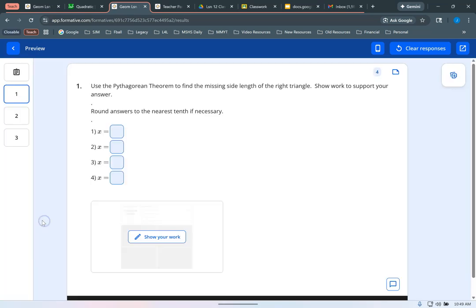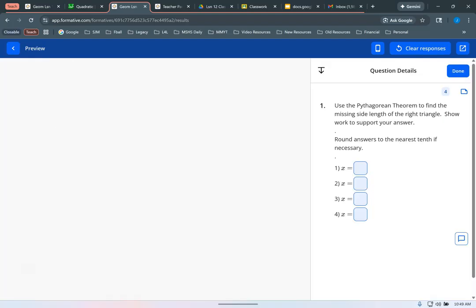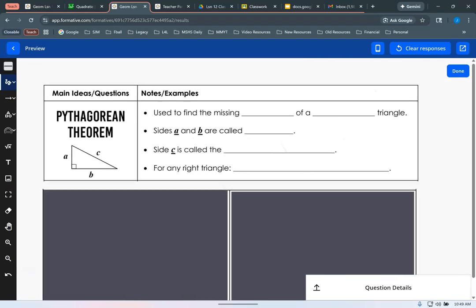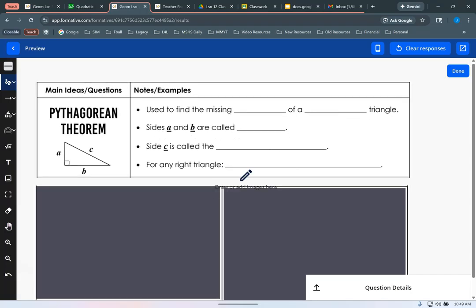Okay, so coming into our first question here, it says we're going to use this Pythagorean theorem to find the missing side length of a right triangle. Let's go to the show your work section here and then minimize your answer spaces because we got to talk about what this is real quick.